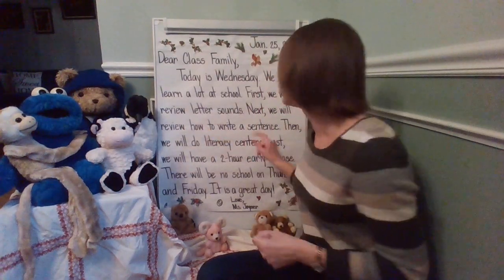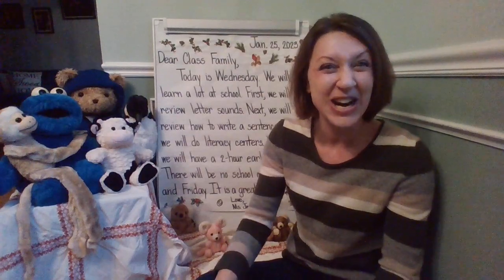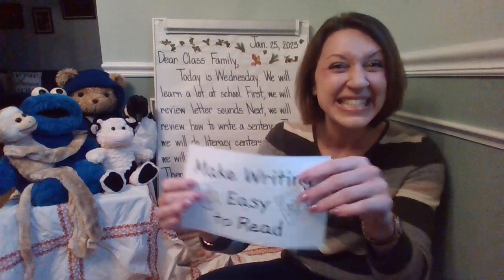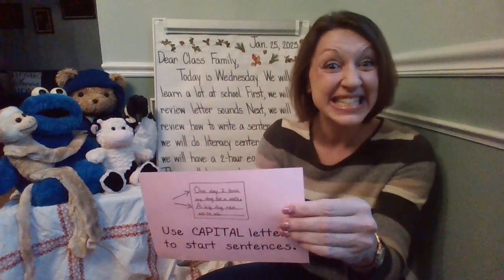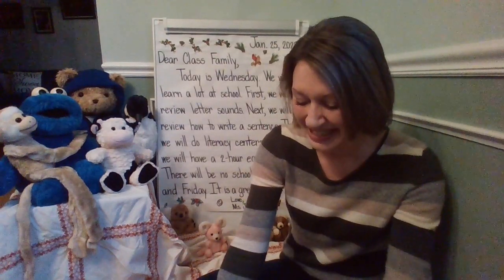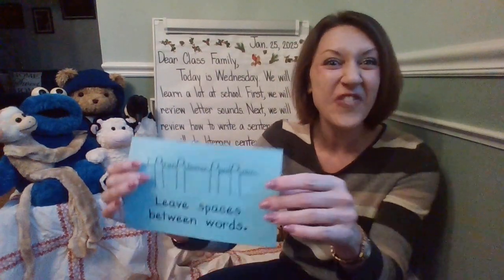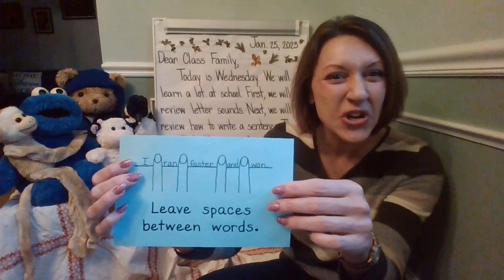Next, we'll review how to write a sentence. We're going to use the parts of a sentence song, Jack Hartman's parts of a sentence song, and remember, what does it start with? Do you remember? Starts with a capital letter. Two, we know the sentence tells a complete idea. Three, do you remember what's in between the words? We have a finger space between the words.